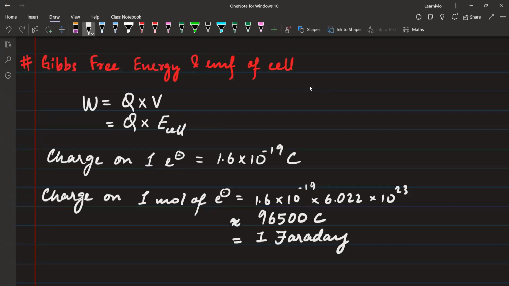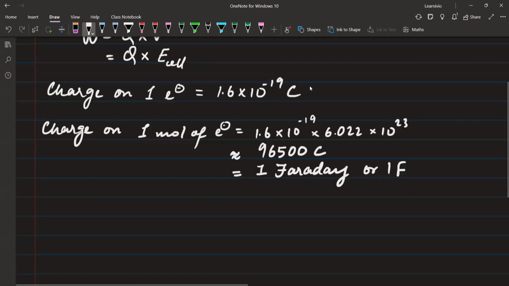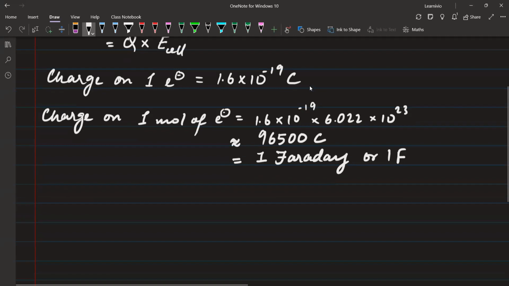So what is 1 Faraday? 1 Faraday is the charge on 1 mole of electron. We can also write it as 1 F. I hope you must have heard about this particular Faraday thing. Yes or no, please tell me. Yes, sir. Okay.